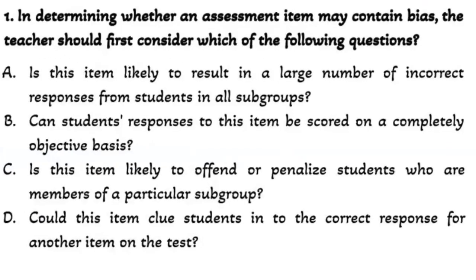1. In determining whether an assessment item may contain bias, the teacher should first consider which of the following questions. A. Is this item likely to result in a large number of incorrect responses from students in all subgroups? B. Can students' responses to this item be scored on a completely objective basis? C. Is this item likely to offend or penalize students who are members of a particular subgroup? D. Could this item clue students into the correct response for another item on the test?